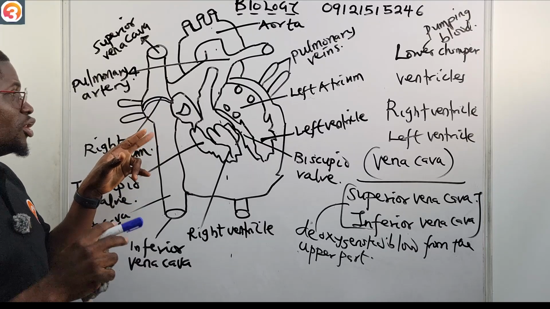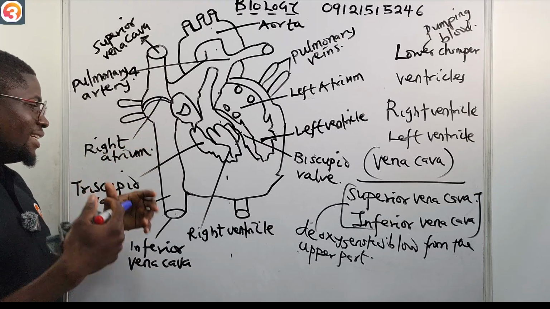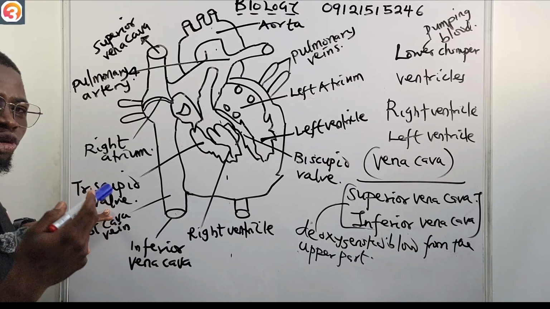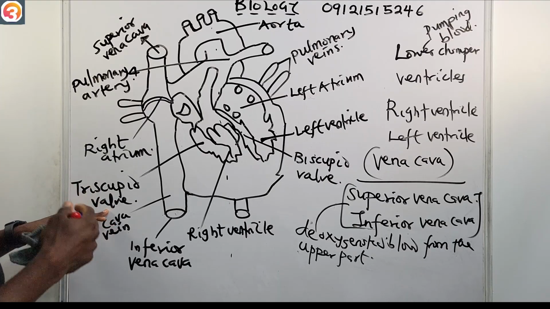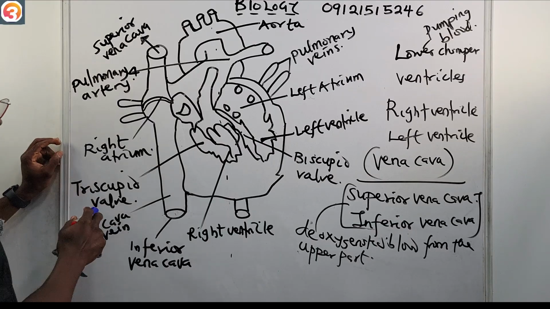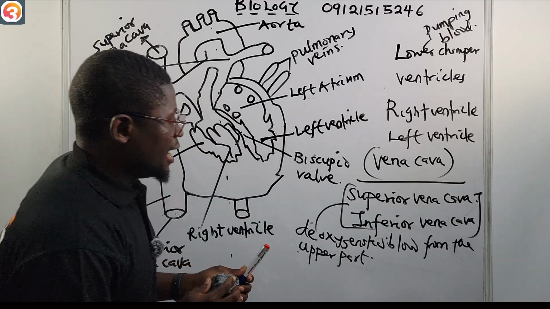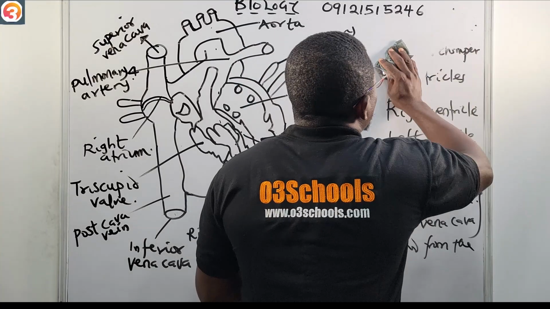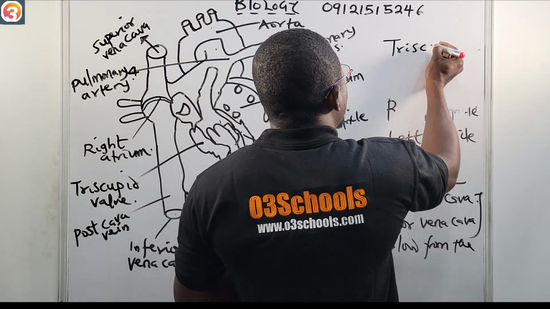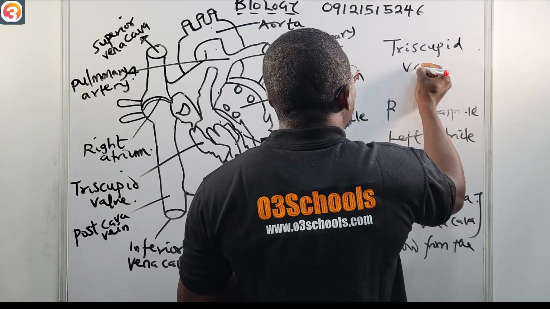From the right atrium, through the help of the tricuspid valve. This tricuspid valve controls blood flow between the right atrium and the right ventricle. Please take note of that. The tricuspid valve, TRI. That is this tricuspid valve.